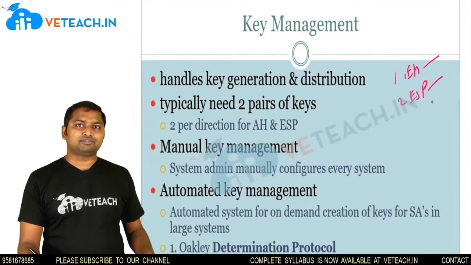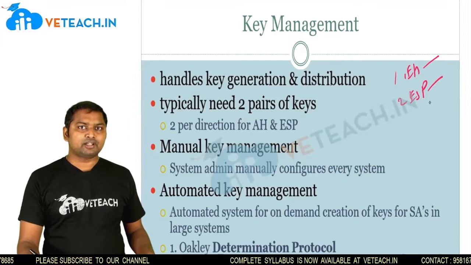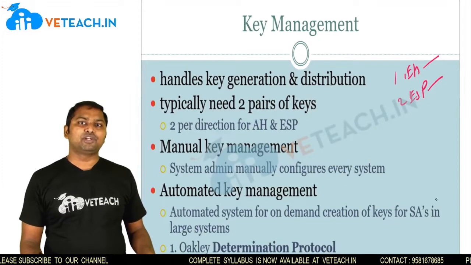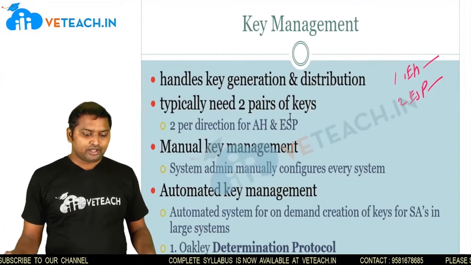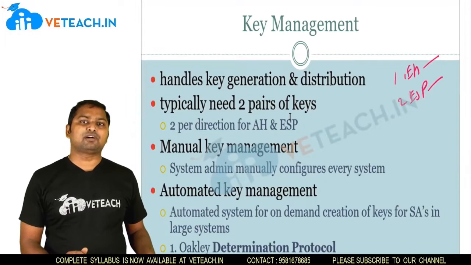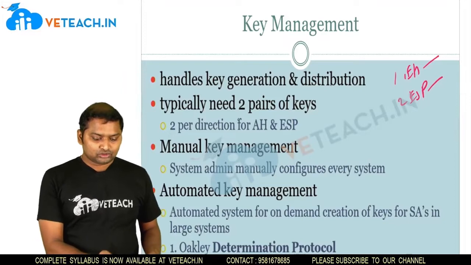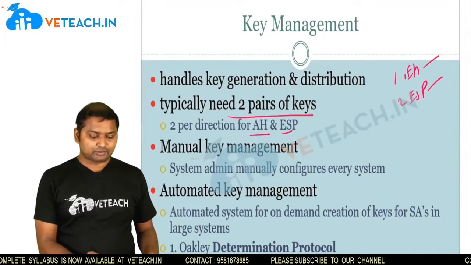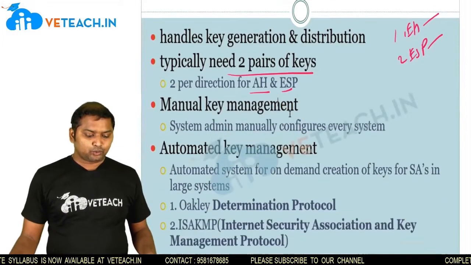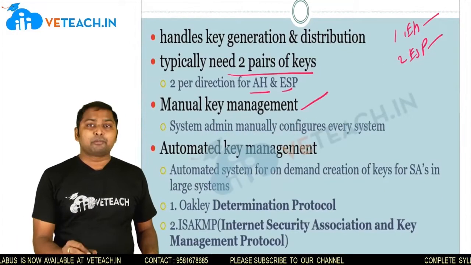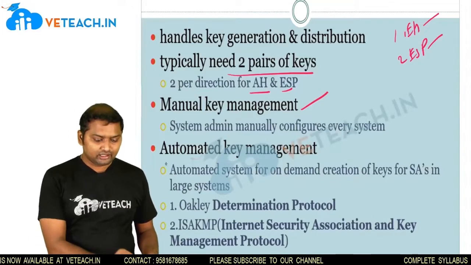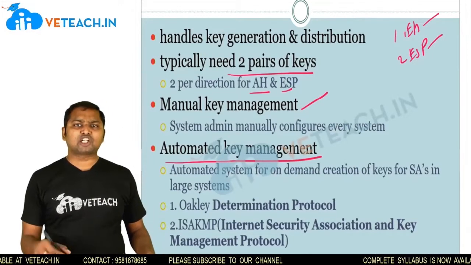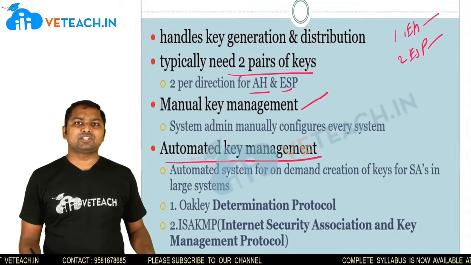After completion of authentication and encryption, the final step is producing a key. So how will you produce a key? Generally, there are two types of keys here. So two pairs of keys we are using for AH and ESP. The two types are manual key management and automated key management, where the key will be generated automatically.